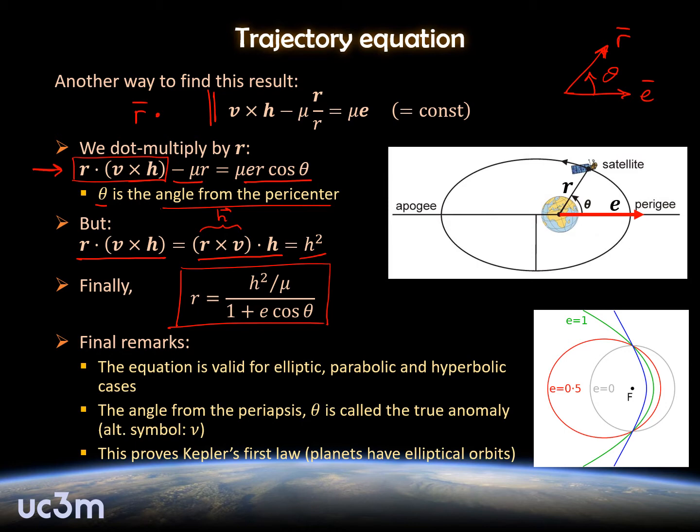Now, to conclude this first part of this lecture, I wanted to make some final remarks about the trajectory equation. Observe that the result that we have obtained is not only valid for elliptic orbits, it's actually valid for the three different types of conic sections that we know are possible solutions of the two-body problem. So not only elliptic, but also parabolic and hyperbolic cases are covered in this formula.